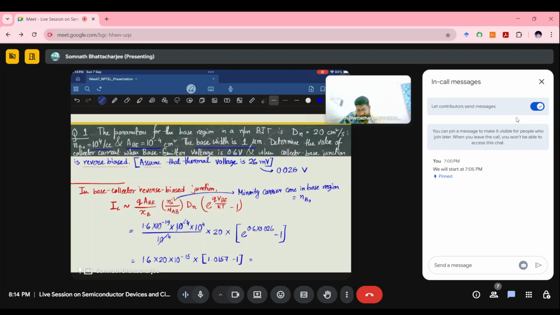So let me write it down. Here NB naught is in per cc, right? So that is centimeter minus 3, and the area is in centimeter square. If we cancel them out, it will come out to be cm, right? And to cancel cm out with cm, that's why I am converting the base width. So I am using the base width limit as cm to cancel them out. Nothing but that.